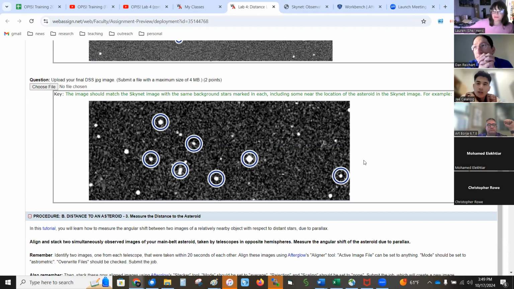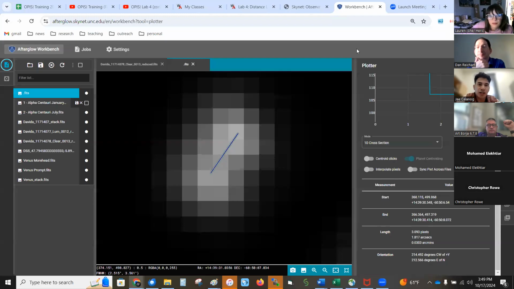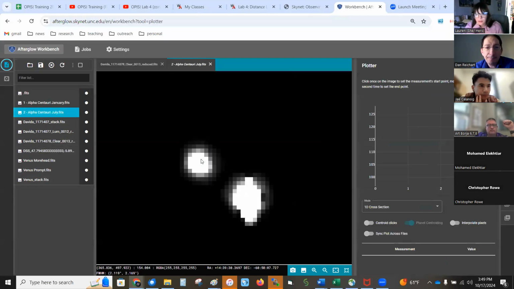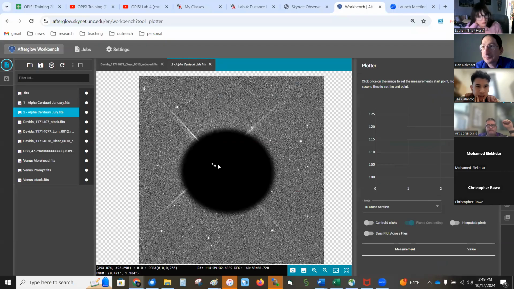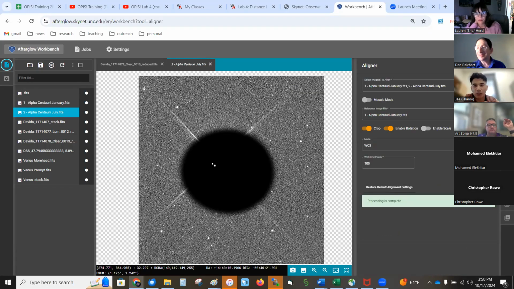Dan, I have a question. When it comes to the alignment stage, when you're having those two images together, specifically for Alpha Centauri, does Afterglow align the two images based off catalog stars? Yeah, it's using the WCS. So these, we made sure that there's a WCS on them. As long as they're, yeah. Okay. So it's just based purely off WCS. Got it. Of course, these are fake images, so we were careful to make sure it worked out right.